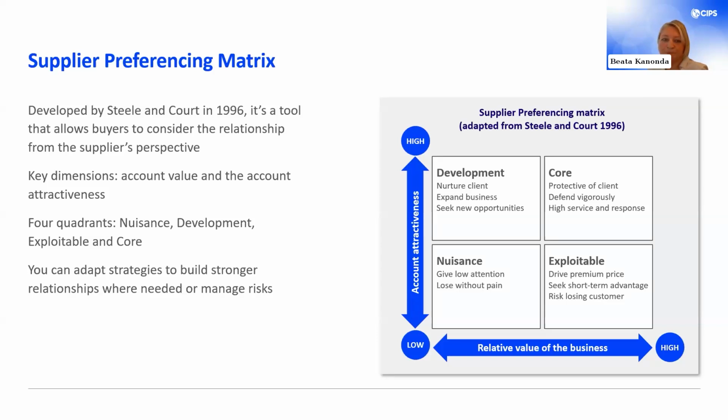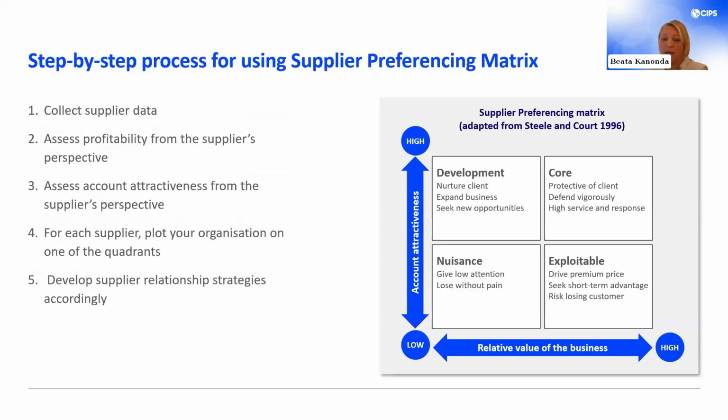Next slide, please. Let's have a look at how to apply the step-by-step process of supplier preferencing matrix analysis. First, collect supplier data. Gather all the information on the volume of the business that you provide to the supplier, how profitable your account is for the supplier, and any strategic importance of your company, size, reputation, long-term potential. You may need to engage with your suppliers to get some of this data or conduct internal assessments to estimate some of these factors. You then need to assess the relative value of the business from the supplier's perspective.